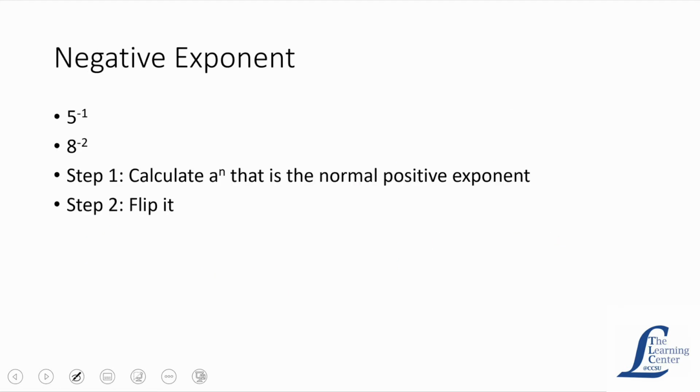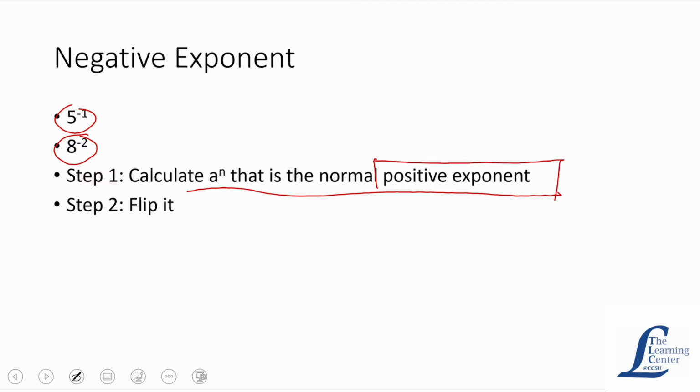Alright, speaking of negative exponents, if we have 5 raised to the -1, what is that? 8 raised to the -2, what is that? The two steps to take care of negative exponents would be, first, we calculate that number like it has a positive exponent, and then we flip it, taking its reciprocal. What do I mean by these two steps? 5 to the -1, we want to treat it as a positive exponent first, right? So that'll be 5 to the 1 is 5. And then in the second step, we want to flip the result. We take the reciprocal of 5.